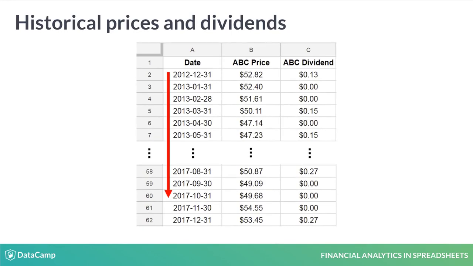Performance monitoring starts with a dataset from which you can extract relevant metrics. In your case, you have a time series of monthly historical prices going from December 2012 to December 2017, together with the dividends paid out during that period. A time series is a series of values indexed by the time.